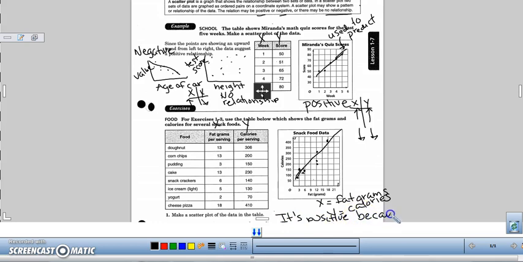And why? Because as fat goes up, so does calories. Okay? Alright, so bring any questions you have to class tomorrow. Make sure everything that's written on here is written on your paper as well.